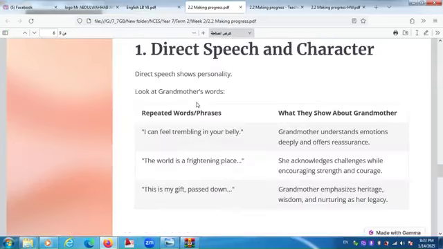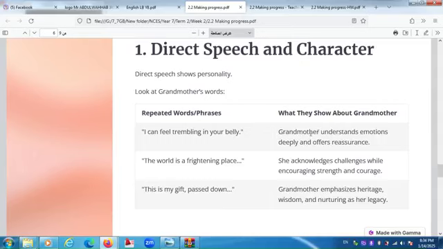So the question is, why do we use direct speech and character portrayal inside this text? Direct speech here shows personality. When the grandmother said or repeated the words, "I can feel it trembling in your belly," "The world is a frightening place," "This is my gift passed down." All of these are said by the grandmother.